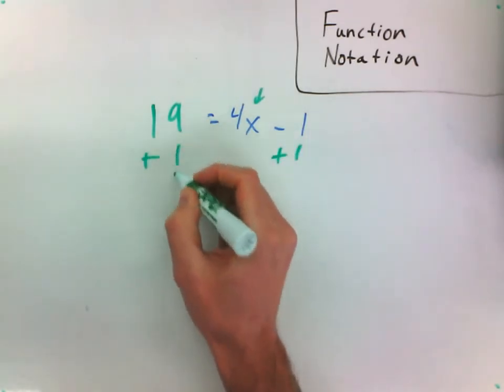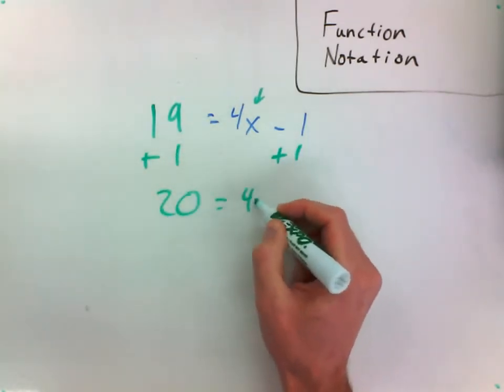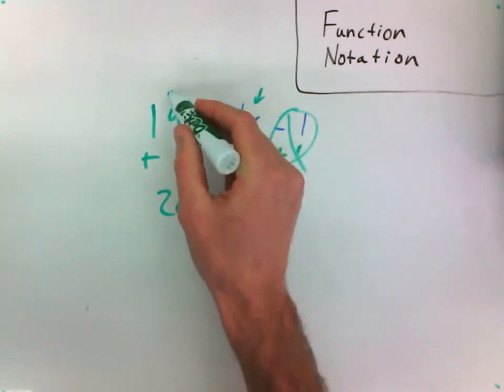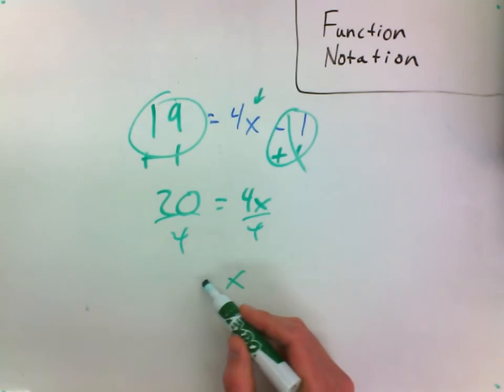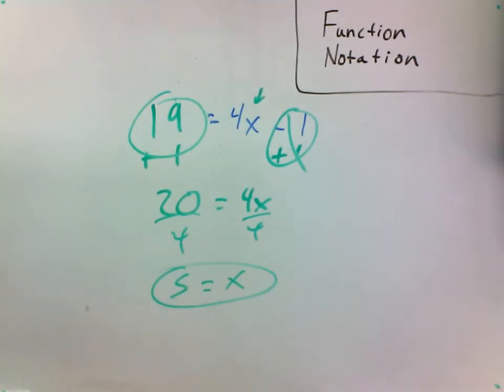So I'm going to add 1 to both sides. That'll be 20 equals 4x because that's gone. Divide both sides by 4, and x equals 5. So those are the two major types. If they tell you f of x equals a number, then you're going to end up setting it equal to that number and solving. If it's f of 3, you're just going to plug in the 3.